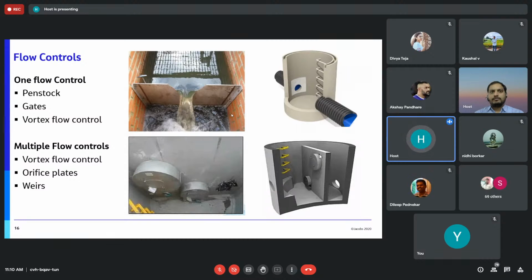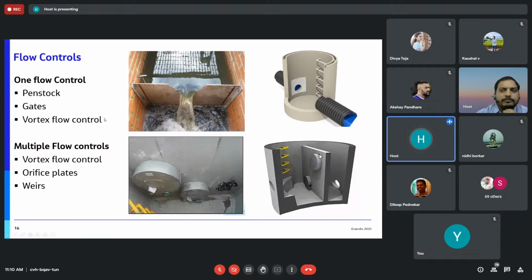You can have a single flow control like a penstock or a gate, or we have a vortex flow control. The image on the lower right corner is a vortex flow control, which has an automated gate. Whenever water builds up, this gate will close, and it will allow only a particular quantity of water to flow outside. And this vortex is installed inside a manhole.